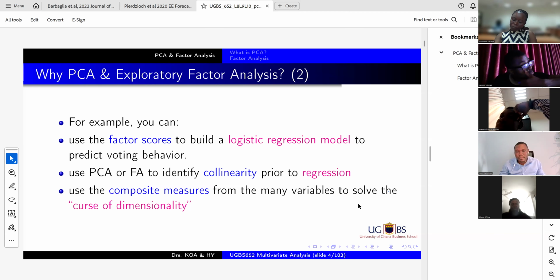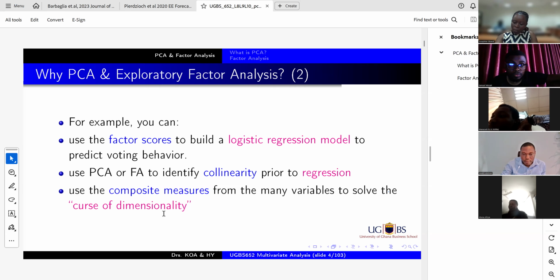So that is why you need PCA, because one thing about principal component analysis or factor analysis is that it can help you identify the collinearity before you undertake a regression. Then you use composite measures. From a lot of the variables, you can combine them. Why do you do that? Because you don't want to run into the curse of dimensionality. Now, who can tell me what the curse of dimensionality is?